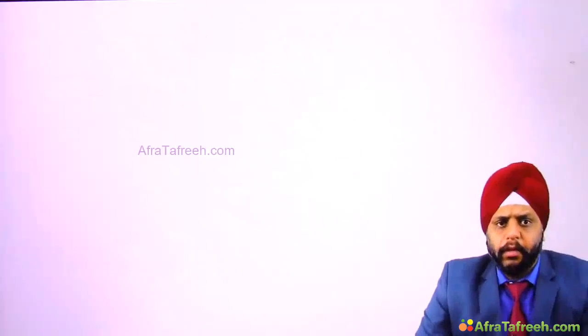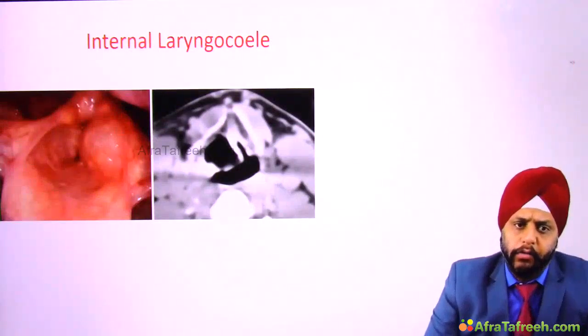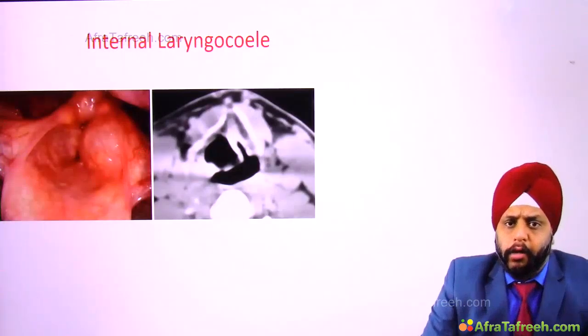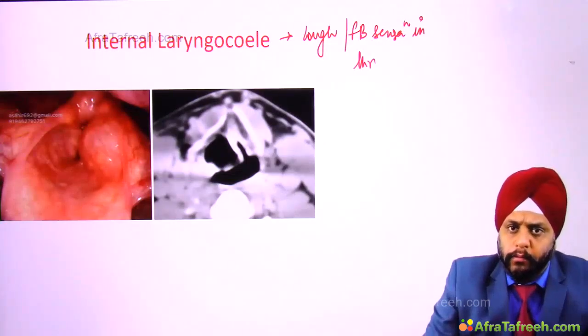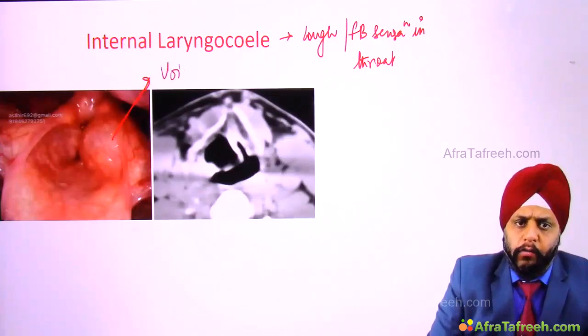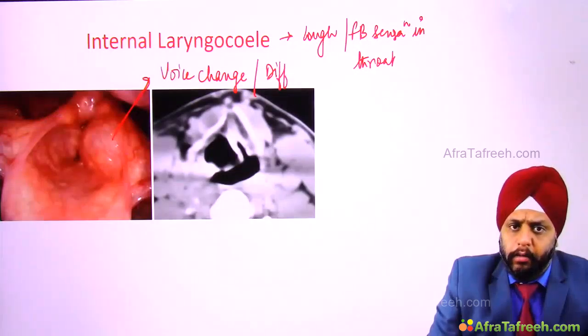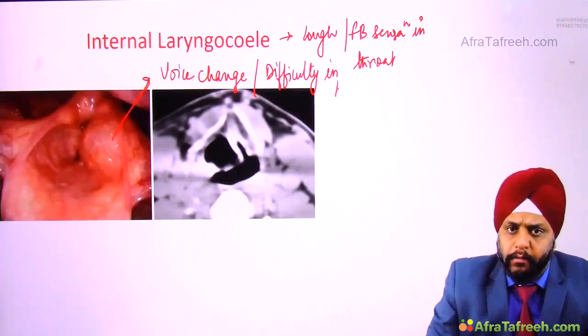All right. Now, how will a patient of internal laryngocele present? You see, this is an internal laryngocele. The internal laryngocele presents with a complaint of cough, or there may be a foreign body sensation in the throat. Sometimes it grows big like this, so it will cause a change in voice, or it can even cause difficulty in breathing because it may be covering the airway.